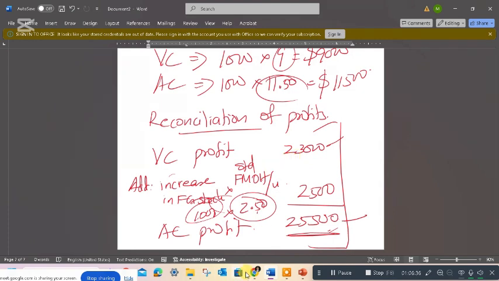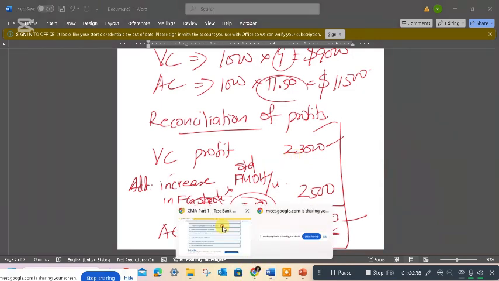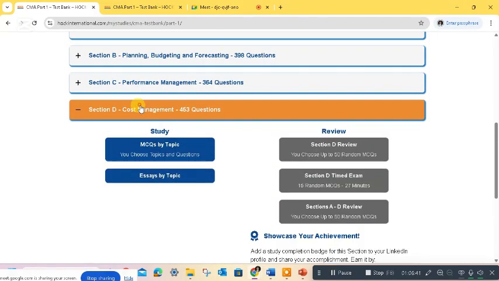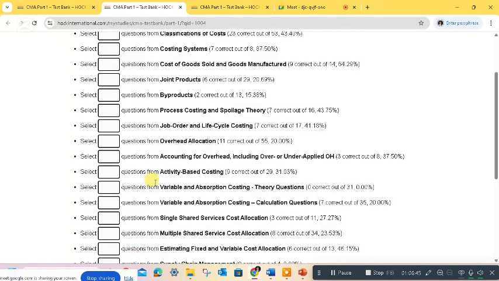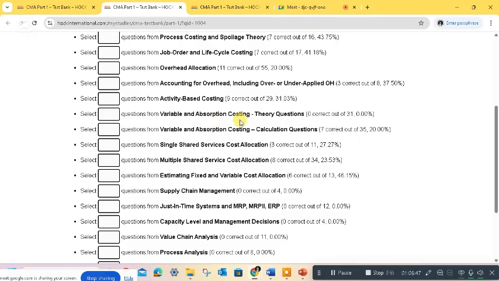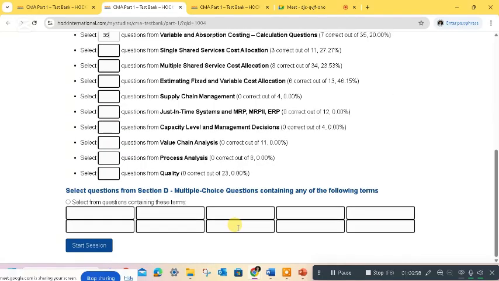Let's practice this more with some questions. Because when we do more and more questions only, you will become familiar with this. Theory questions and calculations. Let's do calculations first, then we will read the slide and then we will do the theory, maybe that I will have to take next class. We will practice calculations now.